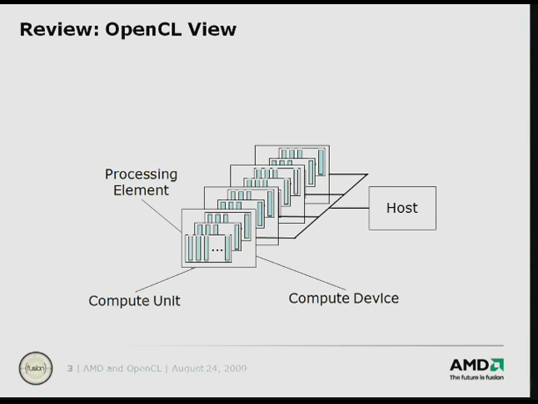I didn't get super deep into it, but when you query a device and it reports back a bunch of things, you can query things like how many processing elements does my chip have, how many compute units, how many total devices are in the system, and here's a pictorial diagram of what that looks like.